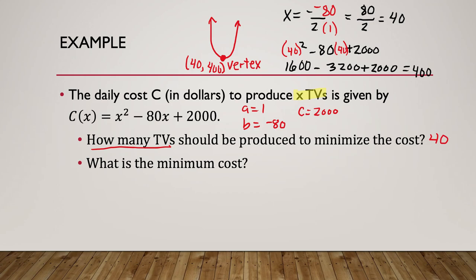What is the minimum cost? That will be the y value, so the minimum cost will be 400. So again, remember that when you're doing a problem, finding a minimum or a maximum for a quadratic, you are going to find your vertex and then determine which number answers which question.